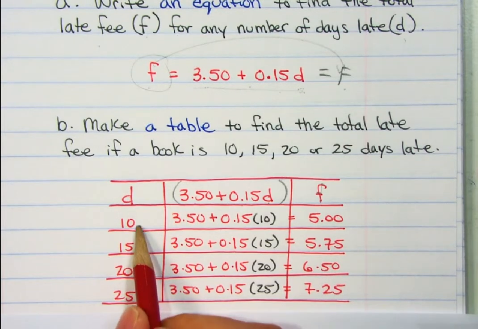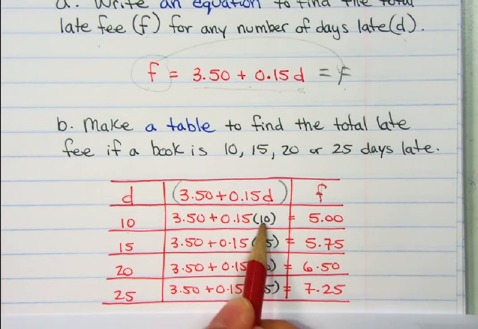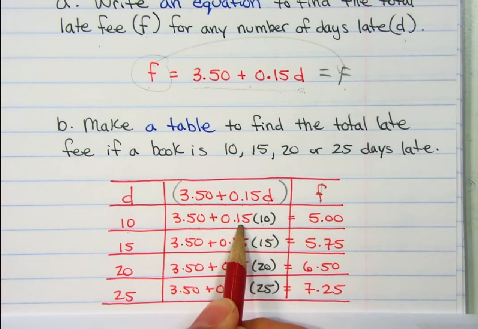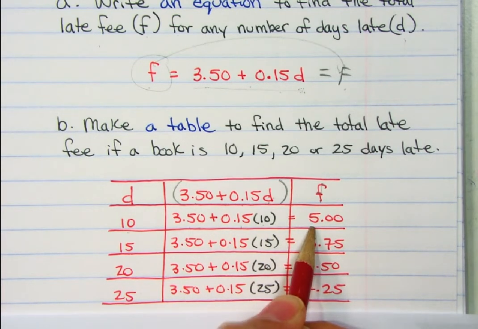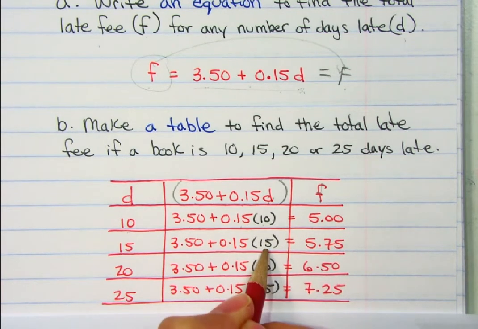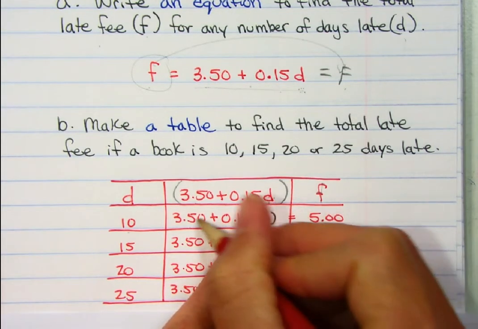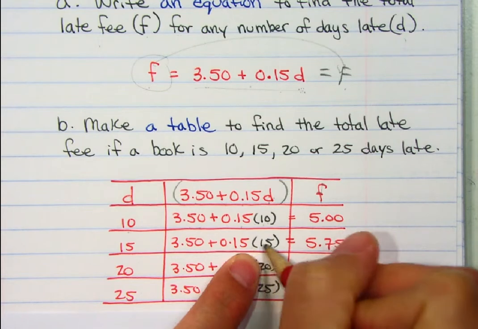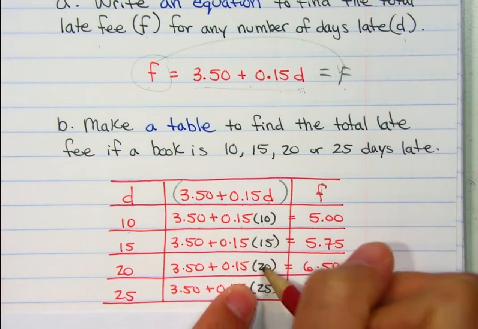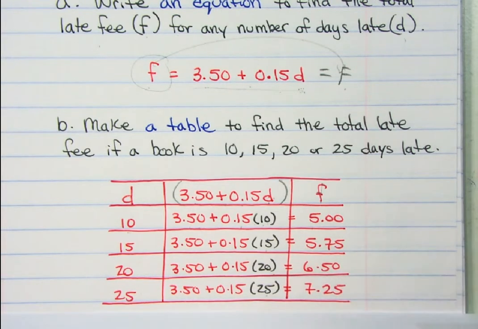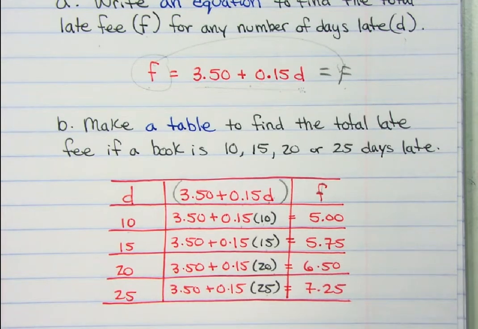So one at a time, I plug them in. 10 goes in for the number of days. $3.50 plus 10 days at 15 cents gives you $5 when you do the math. I did the same for 15, same for 20, same for 25. Again, I'm just multiplying these two together and adding $3.50. I'm multiplying these two together and adding $3.50. Multiply, add, multiply, and add. And those are my final outcomes. These are the different late fees for the different numbers of days.